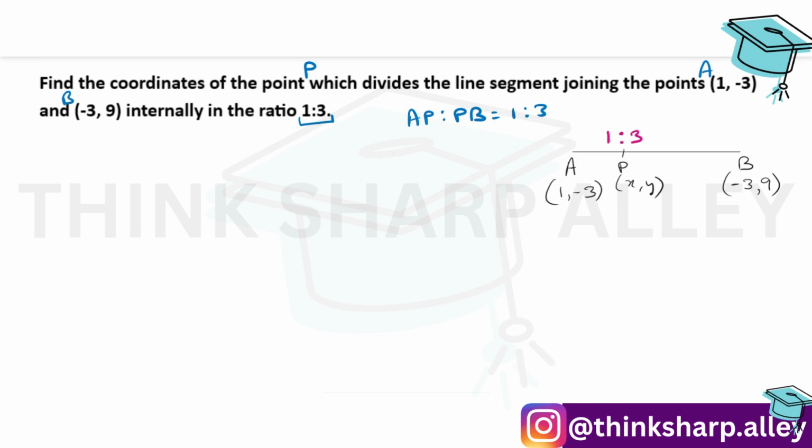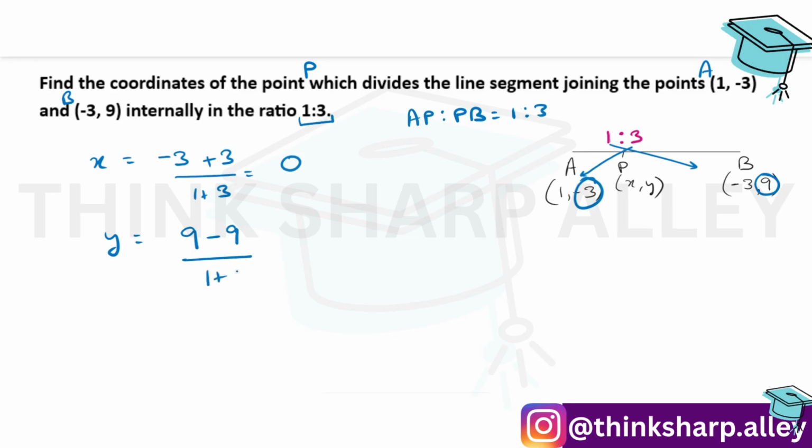Now, how do I calculate the value of x and y? Simple. Just cross multiply. Since we are dealing with the x coordinate, I'll focus on x only. So 1 into minus 3, which is minus 3, plus 3 into 1, which is 3, divided by the sum of the terms of the ratio, which is 1 plus 3. So in this case, it is 0. And what is the value of y? You can do it on your own now. So 1 into 9, because I'm going to see only the y coordinate right now. So 1 into 9 is 9, plus 3 into minus 3, which is minus 9, divided by the sum of the terms of the ratio.